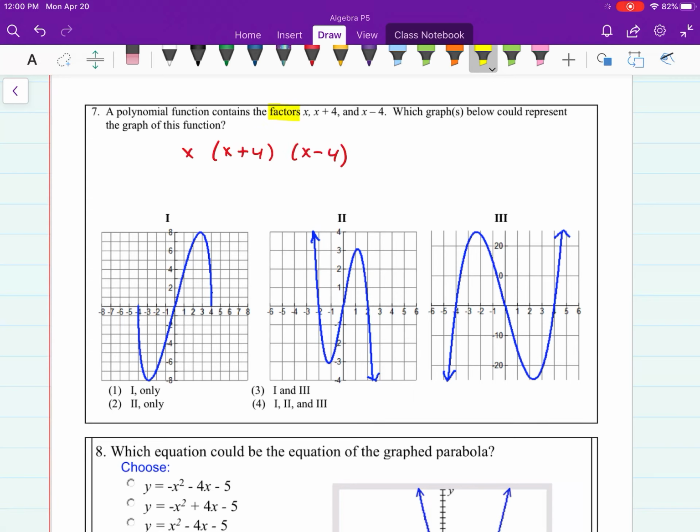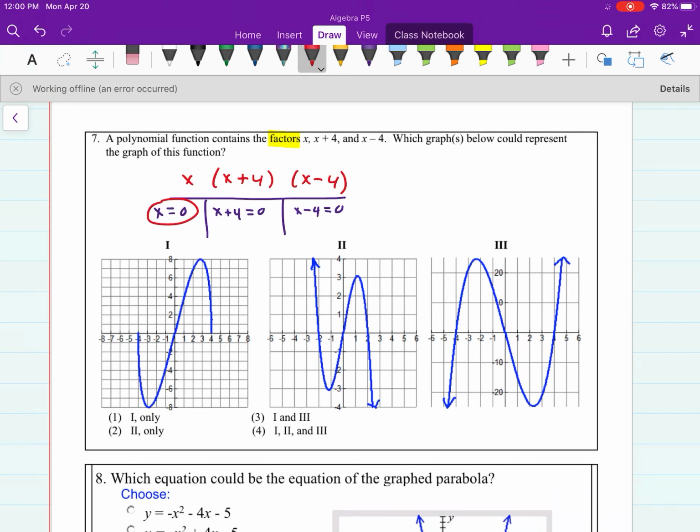Now, you can't look at a graph and find out what the factors are, but you can look at a graph and find out what the roots are. So the roots would be, if I just tee off here, this one would say x equals 0. This one would say x plus 4 equals 0. And this one would say x minus 4 equals 0. So one of the roots would be 0. Another one, subtract 4 on both sides, would be x equals negative 4. And this one would be positive 4 after you add 4 to both sides, x equals 4.